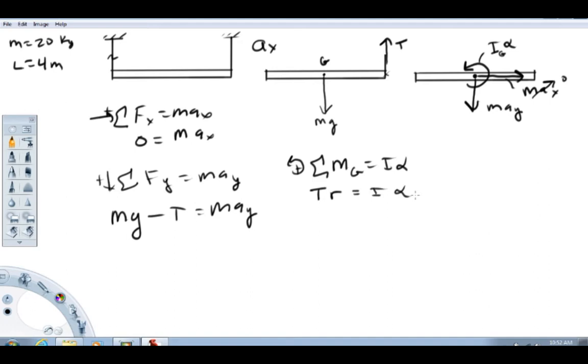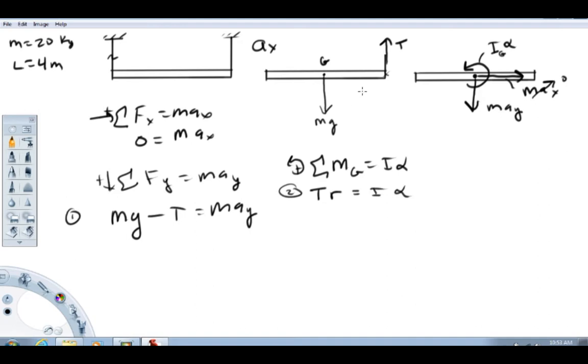Right? So now what we have here is really two equations to work with, equation 1 and 2, and we still have three unknowns: the tension, the a_y, and the alpha. So we have to write another equation. We have exhausted all of our Newton's second law equations, though. We've written two force and one moment equation.